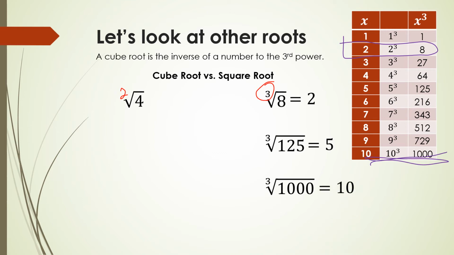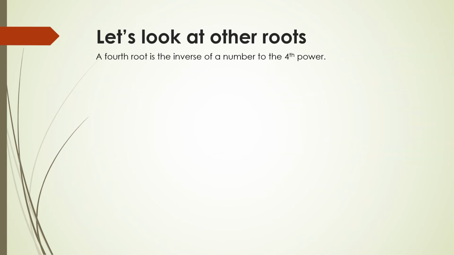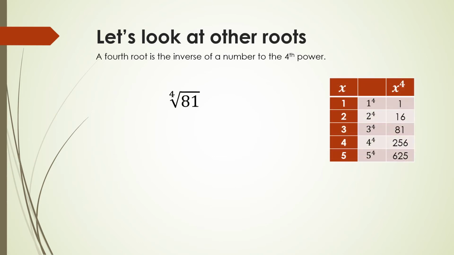All right, now let's apply this to that same property that we just did. Oh, we have to do 4th powers. So you can have a 4th power. So let's look at the 4th power chart. The 4th root of 81 will give you 3, because 3 to the 4th power is 81. And the 4th root of 625 is 5, because 5 to the 4th power gives you 625.